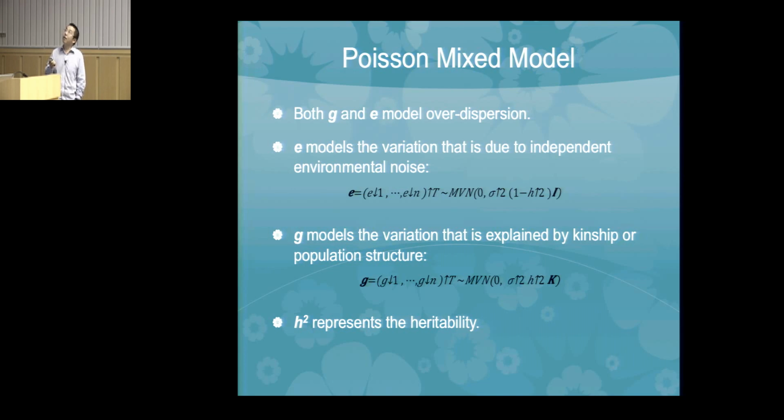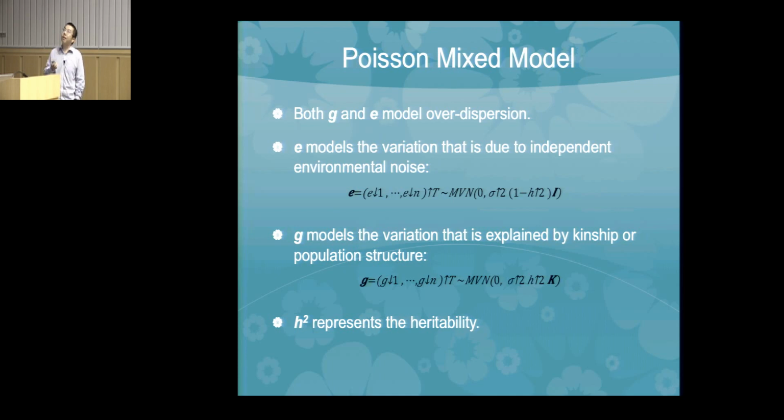Now this will follow some multivariate normal distribution with the variance equal to sigma squared times 1 minus h squared. Basically, those E's are assumed to be independently and identically distributed normal with variance equal to sigma squared times 1 minus h squared. Therefore, E models the standard independent variation. Intuitively, if you only have this E term, this looks very much like a negative binomial model, except the functional form is slightly different. So you can think of our model with only this E term as equivalent to the negative binomial model that people are always using. But in addition to this E term, we also have our G term.